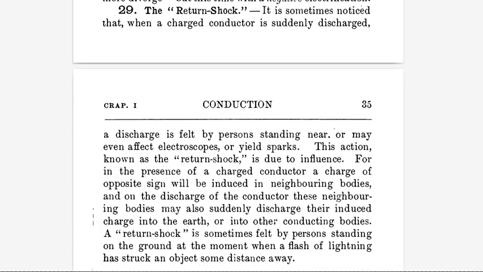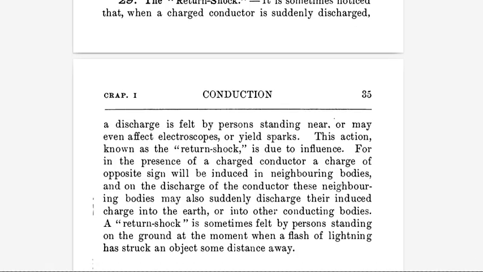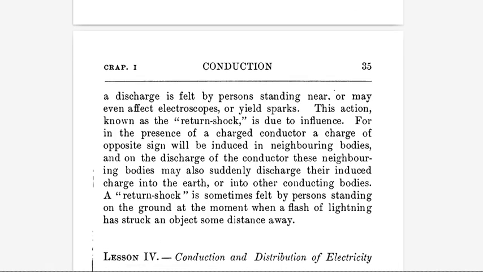29. The return shock. It is sometimes noticed that, when a charged conductor is suddenly discharged, a discharge is felt by persons standing near, or may even affect electroscopes, or yield sparks. This action, known as the return shock, is due to influence. For in the presence of a charged conductor, a charge of opposite sign will be induced in neighboring bodies. And on the discharge of the conductor, these neighboring bodies may also suddenly discharge their induced charge into the earth, or into other conducting bodies.